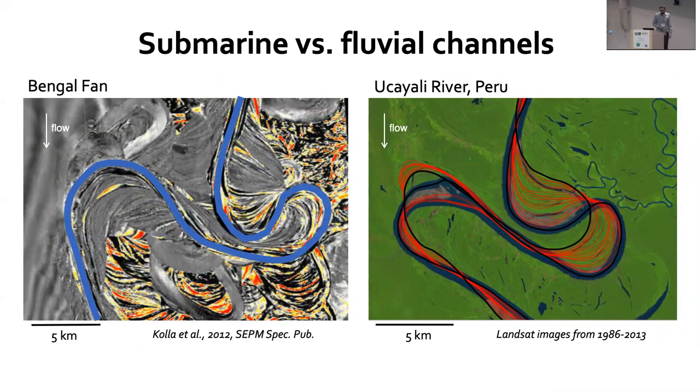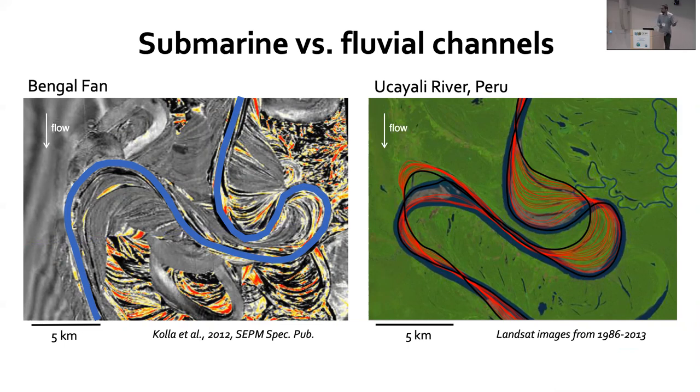One of my favorite things to go on and on about is how submarine channels are not that different from fluvial channels, certainly not in plan view. And this is an example from the Bengal fan, a horizon slice from a beautiful seismic data volume, compared to 27 years of the Ucayali River in Peru. And if I only gave you the center lines from the river and the reconstructed center lines from the seismic image, it would be impossible to tell which one is which. We haven't done the quantitative comparison of these patterns yet, but my intuition is that there is no fundamental difference.